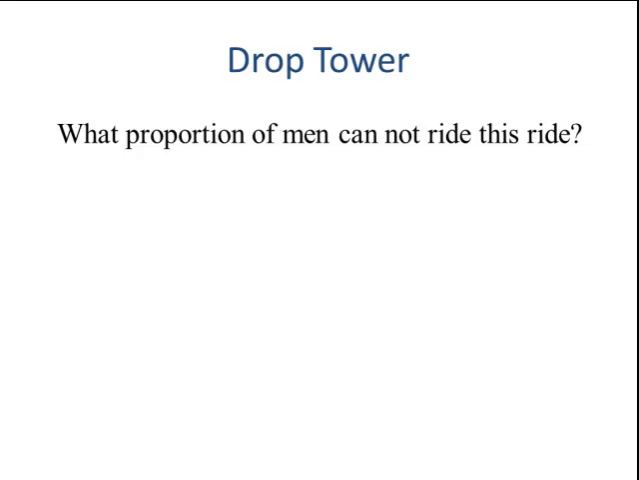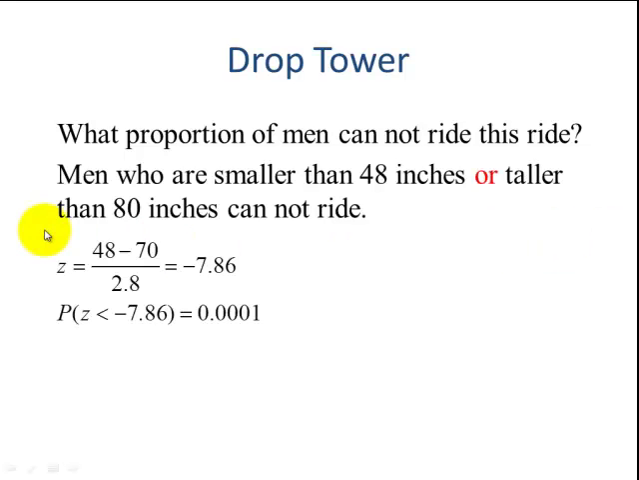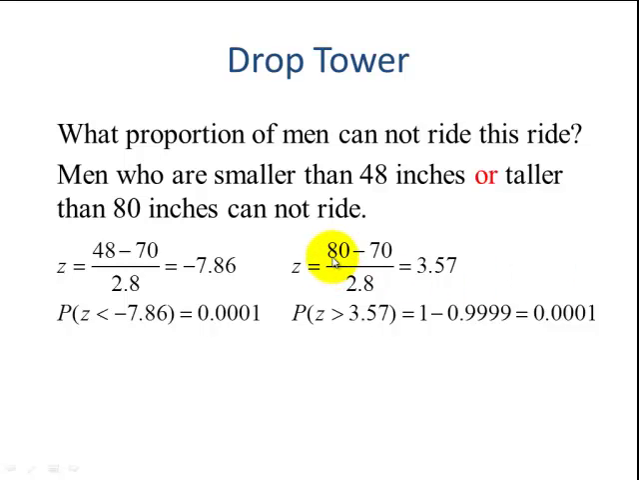So we convert these to z-scores. So the z-score of 48 inches would be a negative 7.86, which we would have to use our default value 0.0001. If we convert 80 inches into a z-score, we end up with 3.57. So again, we have to use our default, this time 0.9999, and we're wanting the area to the right, so we have to do 1 minus, which yields 0.0001.